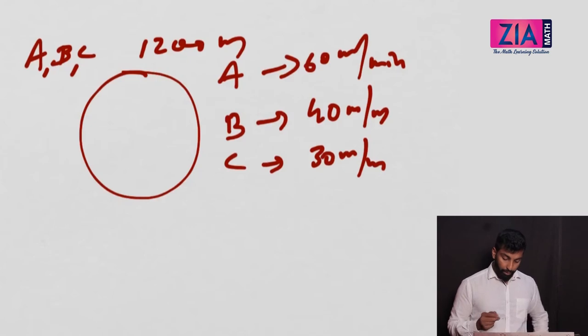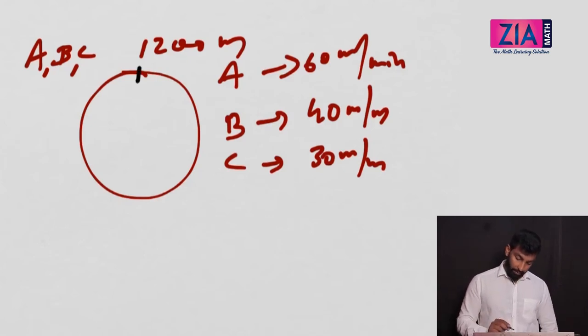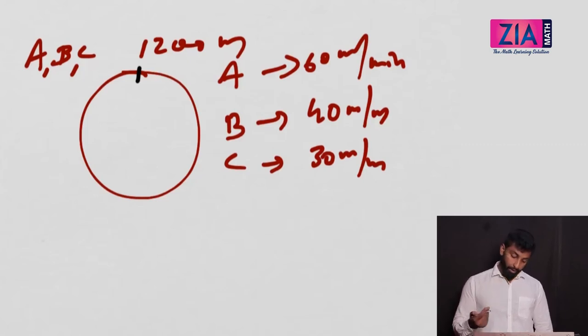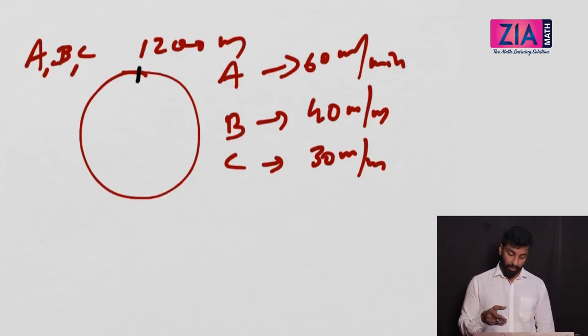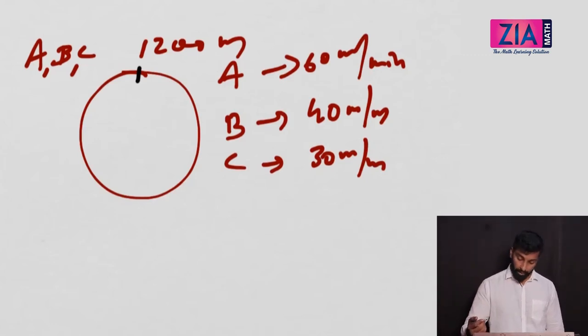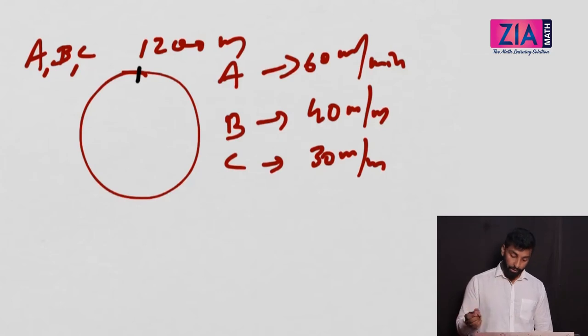Okay, so what you need to do is see when A reaches the starting point, when B reaches the starting point, and when C reaches the starting point, because all the speeds are different, right? Anyway, this question we have discussed in detail in speed distance time, but I'm just discussing it here. I'm confining to LCM only. Here you just need to find the LCM only.